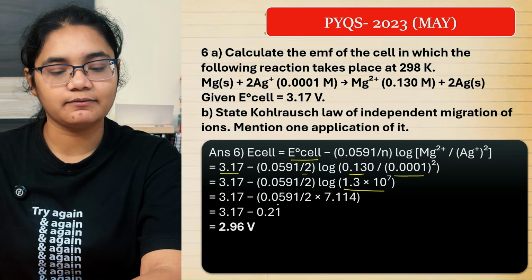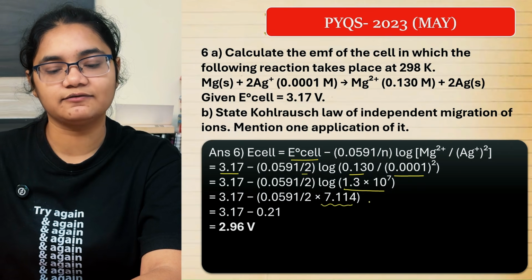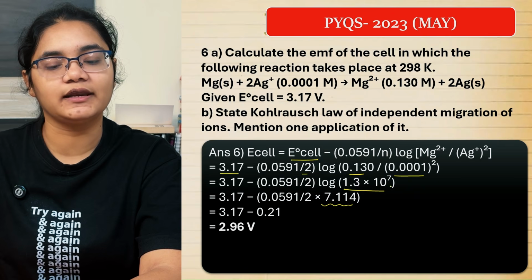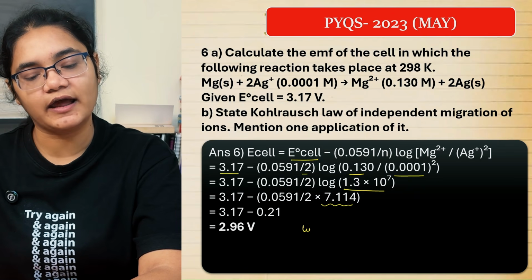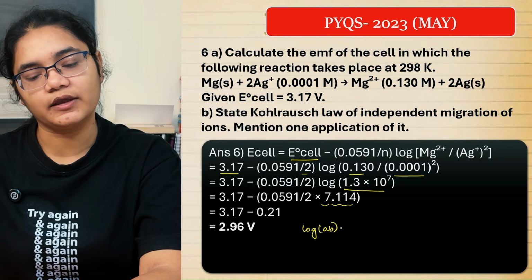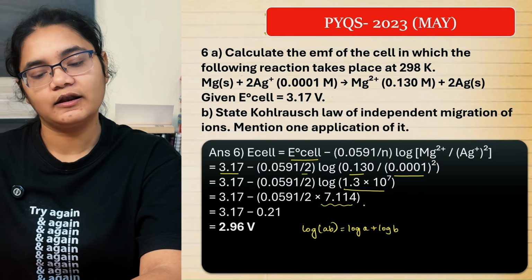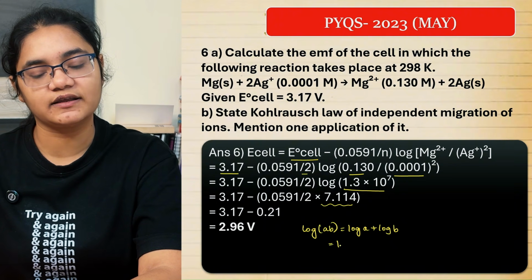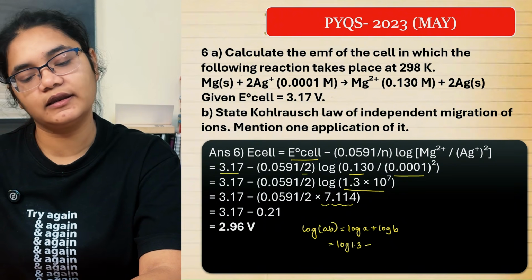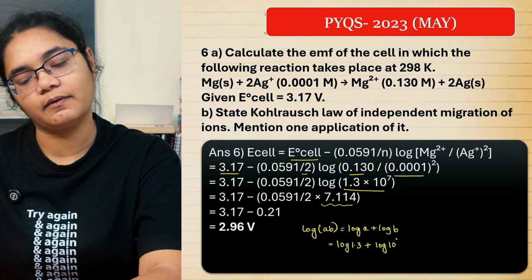Now 3.17 minus 0.05. So if you want to see this value, the log of 1.3 into 10 to the power of 7. Now we know that log AB is equal to log of A plus log of B. Now log of 1.3 into 10 to the power of 7 is equal to log of 1.3 plus log of 10 to the power of 7.